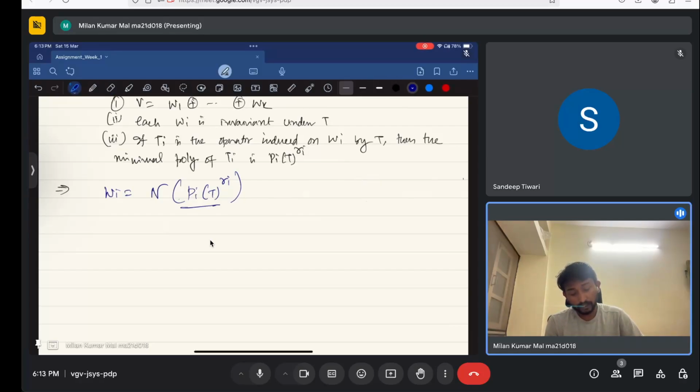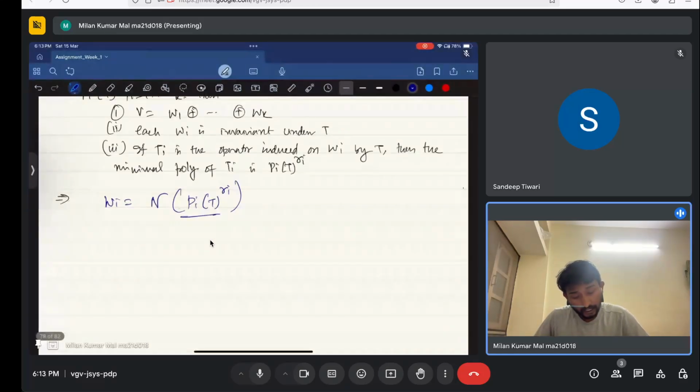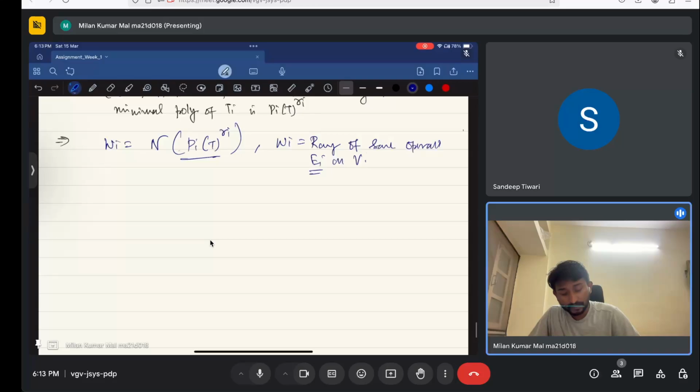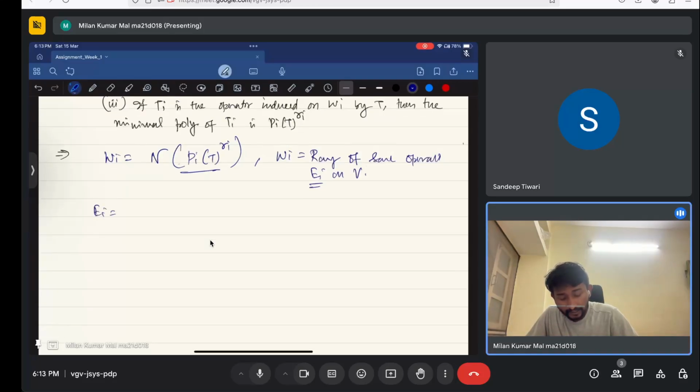But what I want to say here is that this Wi, considered as a null space, can also be given as the range of some operator Ei on the vector space V. I just want to discuss what this operator Ei is, because whenever you face a competitive exam, you need the complete, full details of each proof, where each term is used. That is needed for nowadays competitive exams.